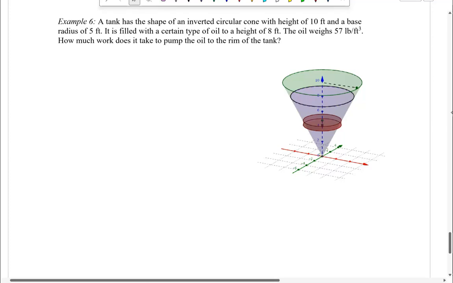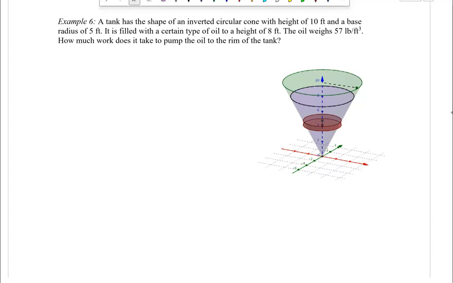Example 6. A tank has the shape of an inverted circular cone with a height of 10 feet and a base radius of 5 feet. It is filled with a certain type of oil to a height of 8 feet. The oil weighs 57 pounds per cubic foot. How much work does it take to pump the oil to the rim of the tank?